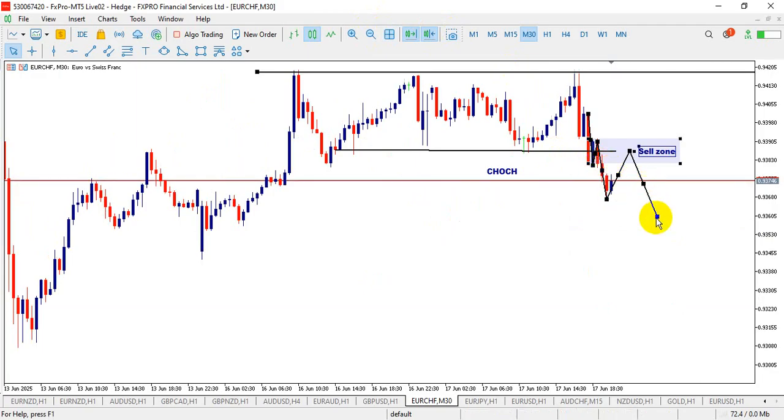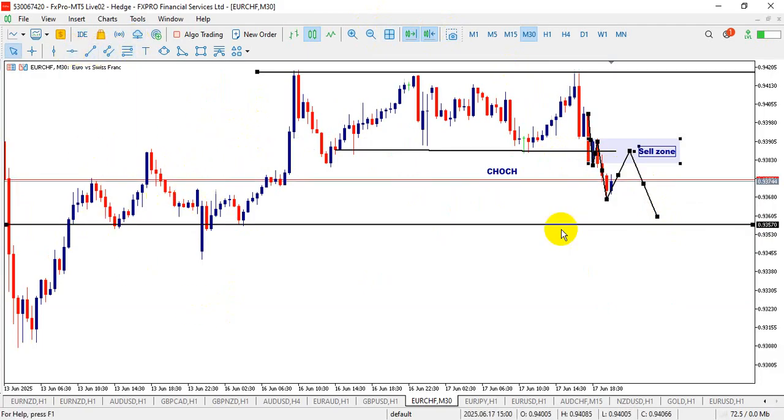It needs to give us a what? An entry. So if we take that entry there, you know, everything is possible. Look at this zone. So expect the first TP here.